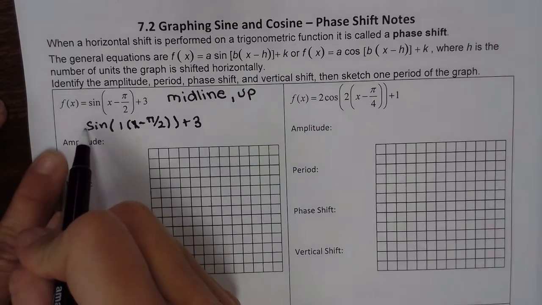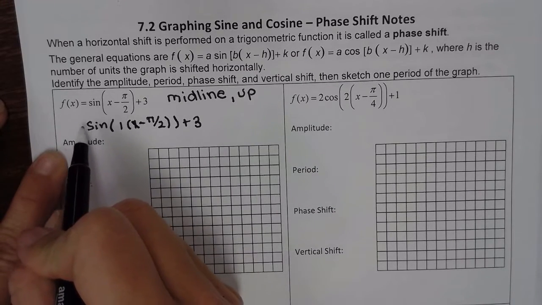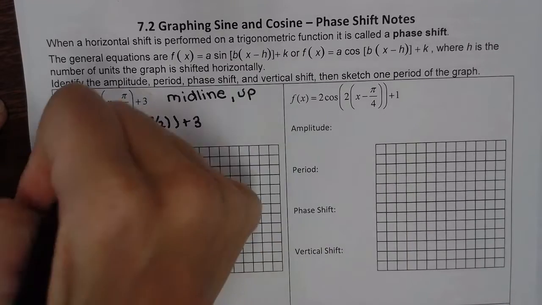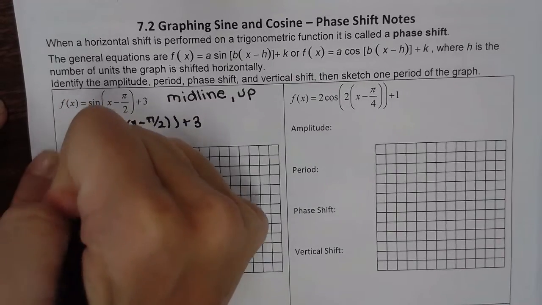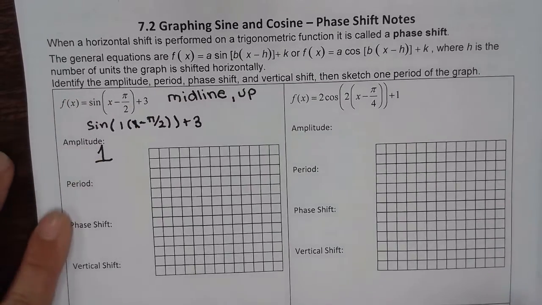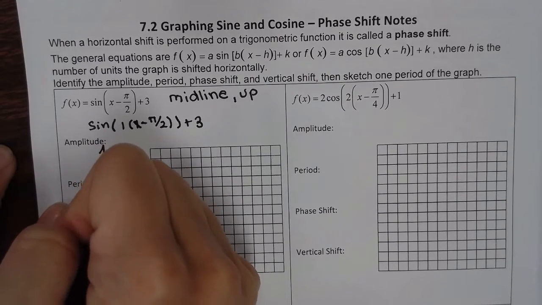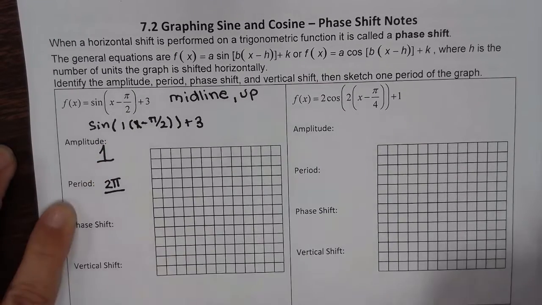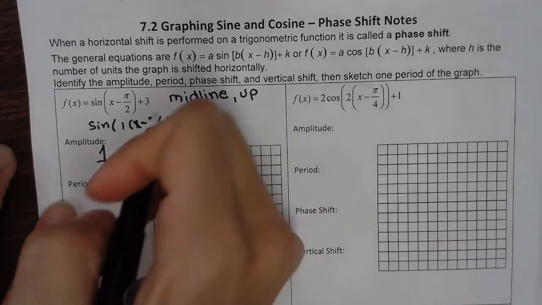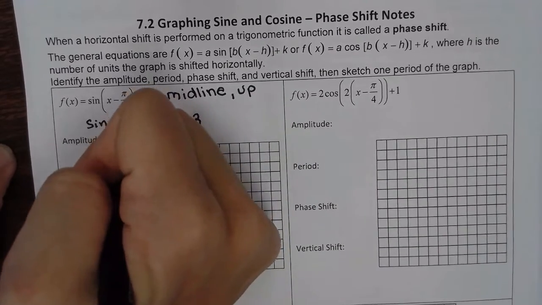Amplitude, remember, comes from the front, the coefficient in front of the trig function. So our amplitude is 1. Our period is 2 pi all over the absolute value of B. Well, B in this case is 1.